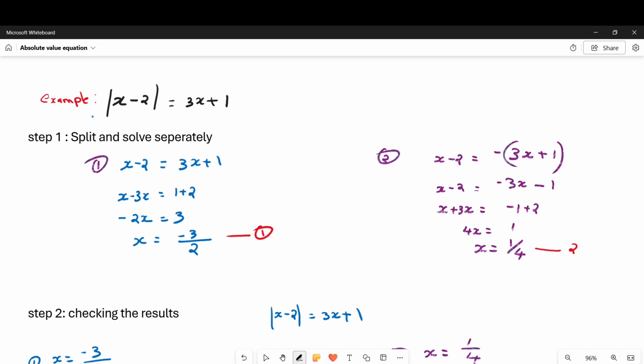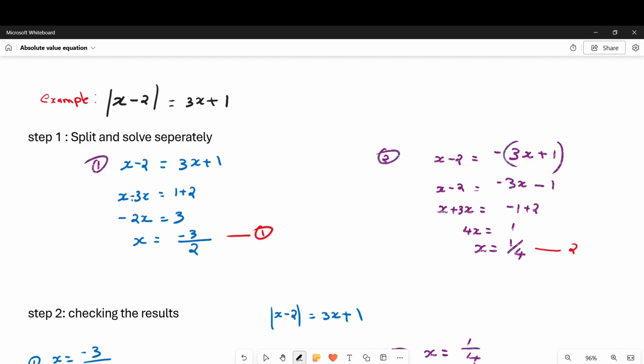So the first step we need to do is split and solve separately. I already explained that splitting the equation means opening the absolute value symbol, which means we need to consider both signs, negative and positive. So the first one is x minus 2, opening the absolute value here, and the right side will be positive: 3x plus 1. And the other one is x minus 2, where, when opening the absolute value symbol, the right hand side will be negative: negative of 3x plus 1. We will solve both cases and find the values of x.